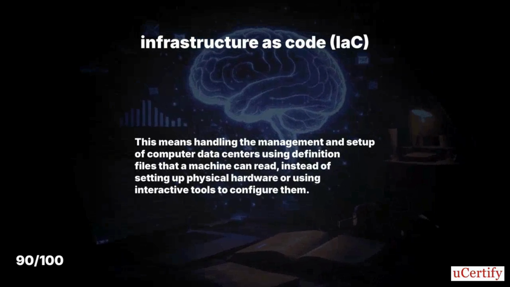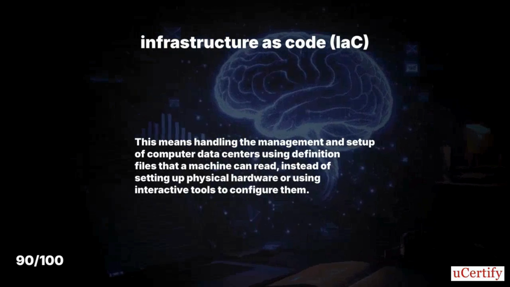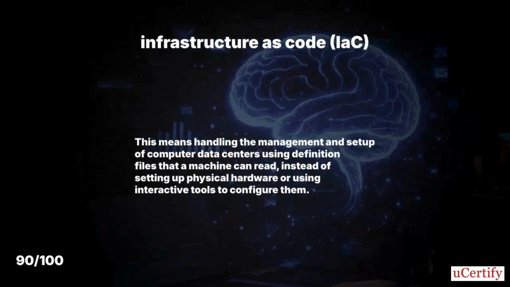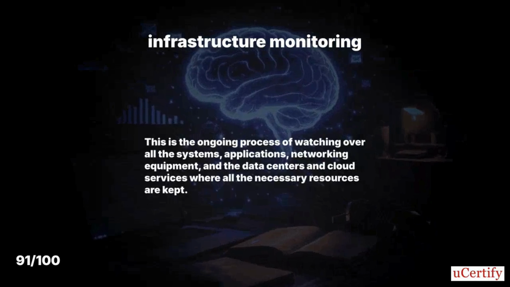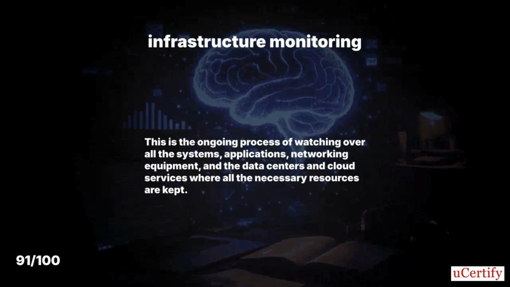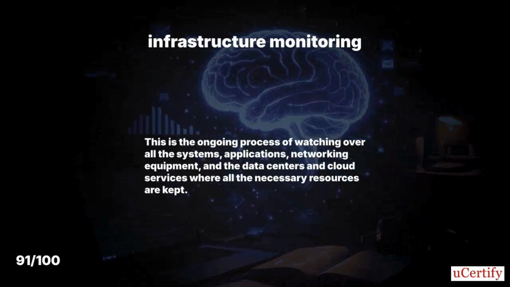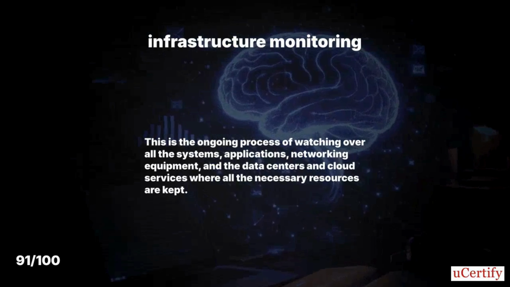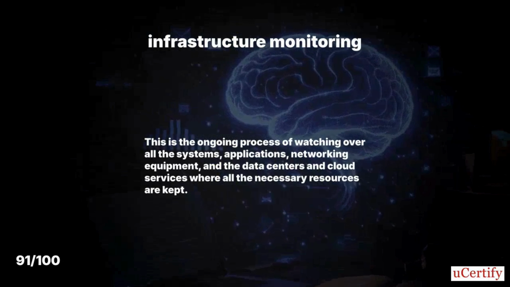Infrastructure as code, IaC. This means handling the management and setup of computer data centers using definition files that a machine can read, instead of setting up physical hardware or using interactive tools to configure them. Infrastructure monitoring. This is the ongoing process of watching over all the systems, applications, networking equipment, and the data centers and cloud services where all the necessary resources are kept.